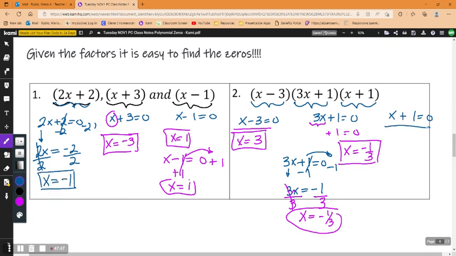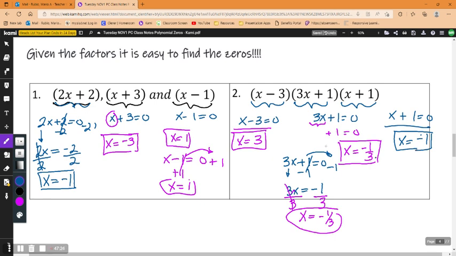For this last one, x plus 1 equals 0, what does x need to be so that when I add them together I get 0? Well, x has to be -1. Okay, -1 plus 1 is 0, so that's it. Should be very easy when you have these kinds of problems that are already factored for you. All you literally have to do is figure out what x needs to be so that when you add the numbers together, you get 0.